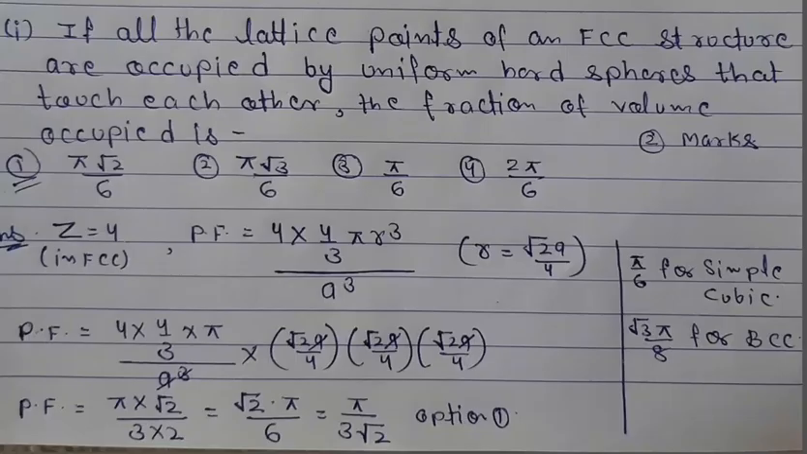So friends, this is another question, which came in the June 2018 exam for 2 marks. The question says: if all the lattice points of an FCC structure are occupied by uniform hard spheres that touch each other, the fraction of volume occupied is. It means you are given an FCC structure, and you have 4 options: root 2 pi by 6, root 3 pi by 6, pi by 6 and 2 pi by 6. So here is the solution.